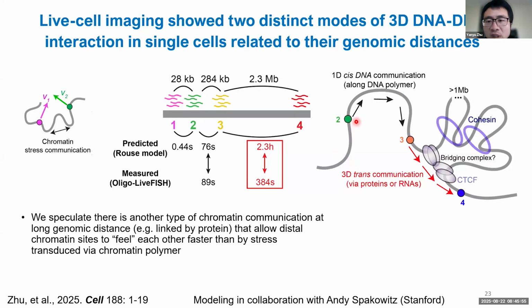So basically, we think there are two types of DNA communication. One is through this DNA polymer, but there will also be some bridging complex, which could be protein or RNA, that can facilitate the communication for sites which are at longer distance, like 3 and 4. They can directly communicate through this bridging complex.